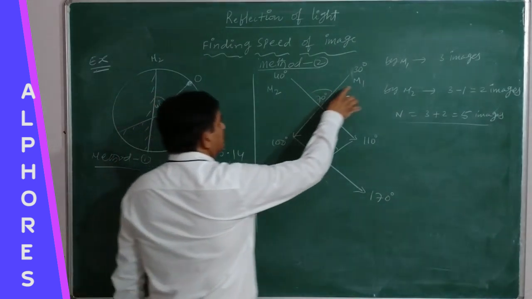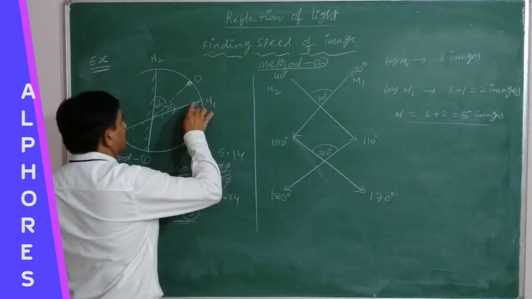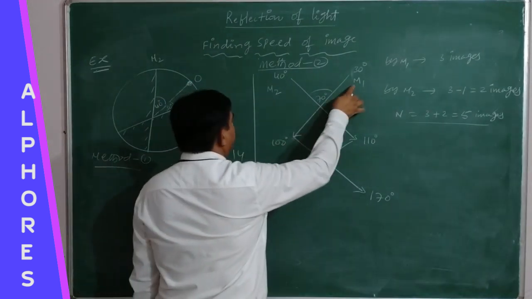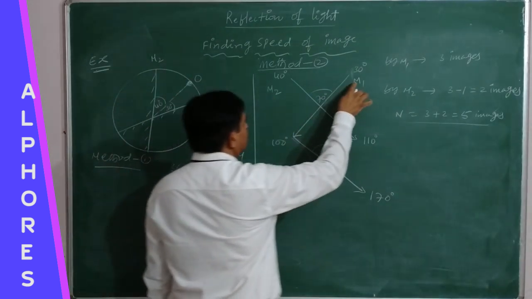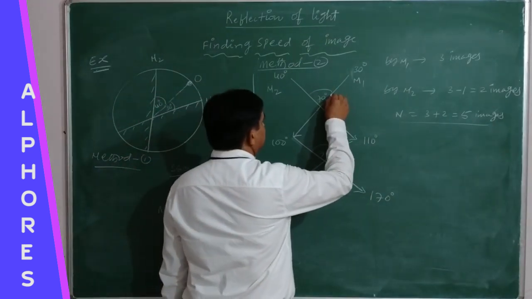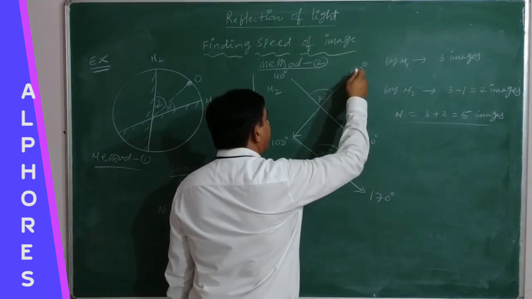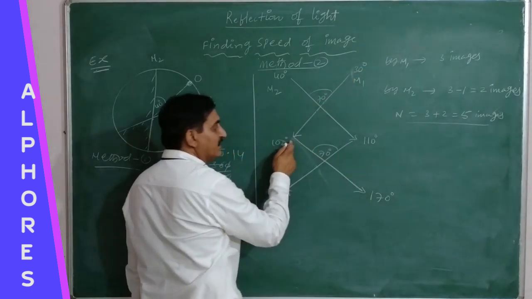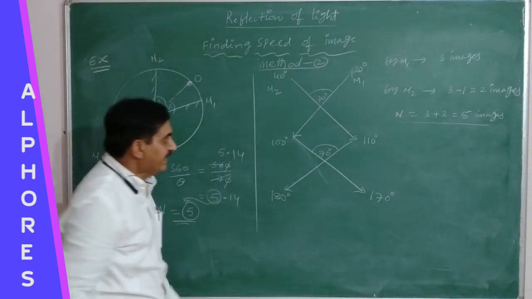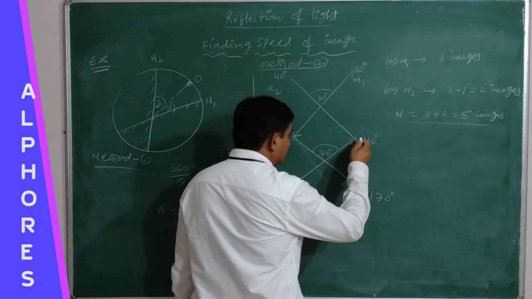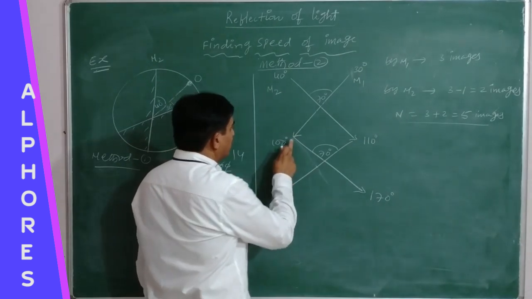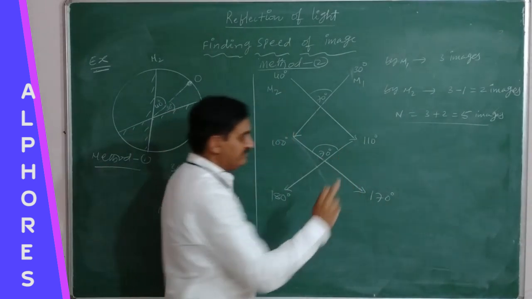Here, this is mirror M1, and the object is at an inclination of 30 degrees with reference to M1 and 40 degrees with reference to M2. Here M1 and this is M2, 30 degrees and 40 degrees, and the angle between these two mirrors is 70 degrees. So if you add 30 and 70, you will get 100. Similarly, 40 and 70 gives 110. And again, adding the angle between the two mirrors a second time, 110 plus 70, you will get 180 degrees. Here 100 plus 70, you will get 170 degrees.